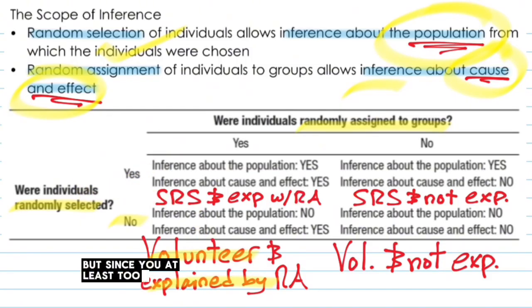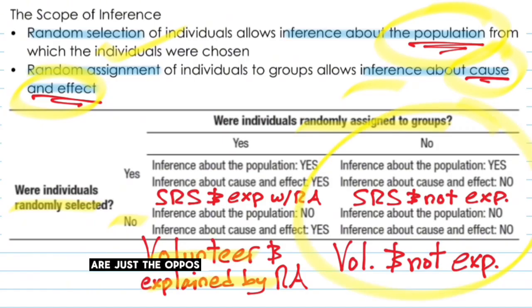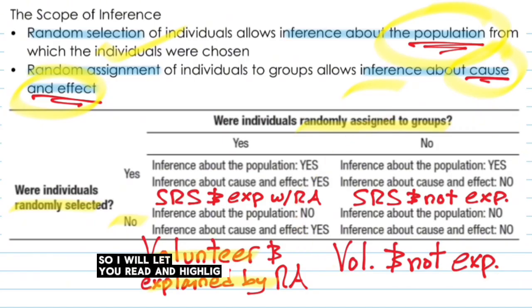But since you at least took your volunteers and put them into randomized groups, then you can apply a treatment and draw some cause and effect relationship. And then the other 2 situations are just the opposites of what I just referenced. So I will let you read and highlight that on your own.